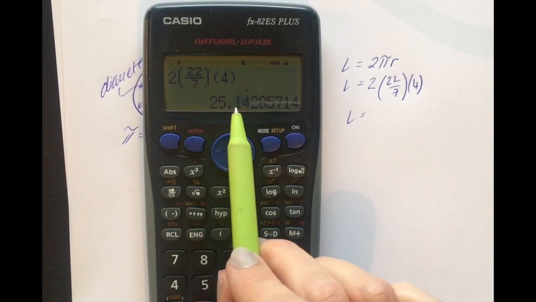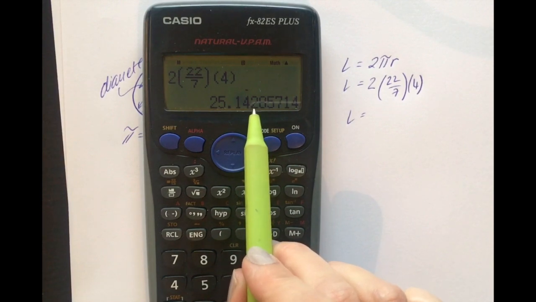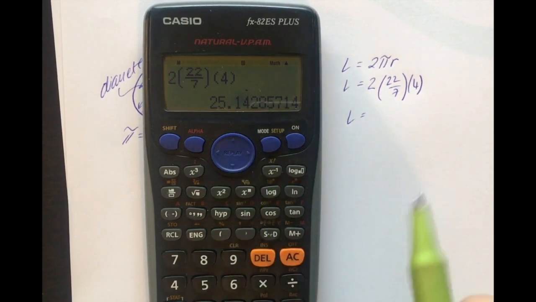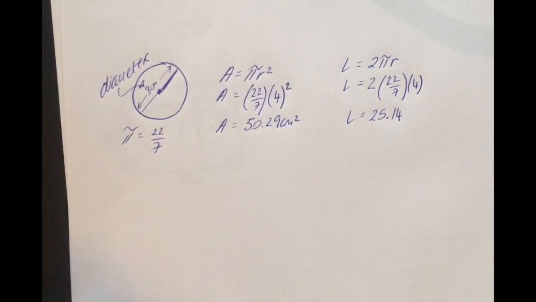I've got 25.14. Look at the number after always, 2. 2 does not bump up the 4, so we leave it as 25.14. And of course, the units are just centimeters.